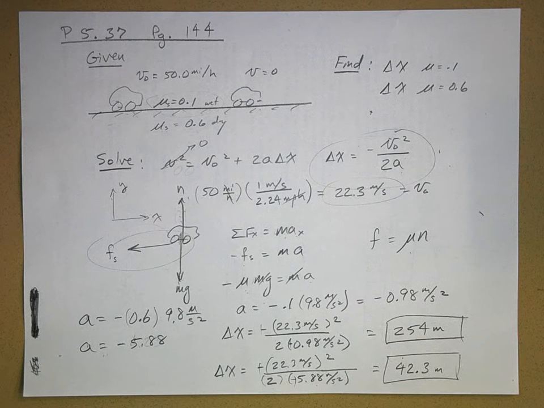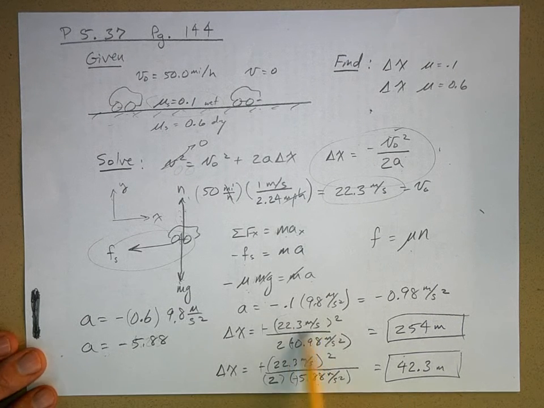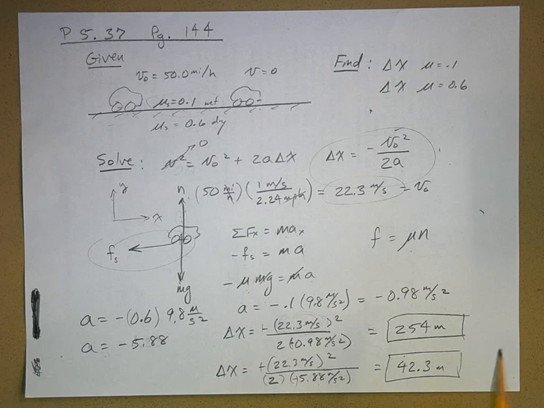But remember, this last digit is uncertain anyway, right? True. So if it's a little off, that probably comes from them not rounding as much as we did. Like the final velocity, if they didn't round it off as much, it can make a little bit of difference. But that's how you do it.